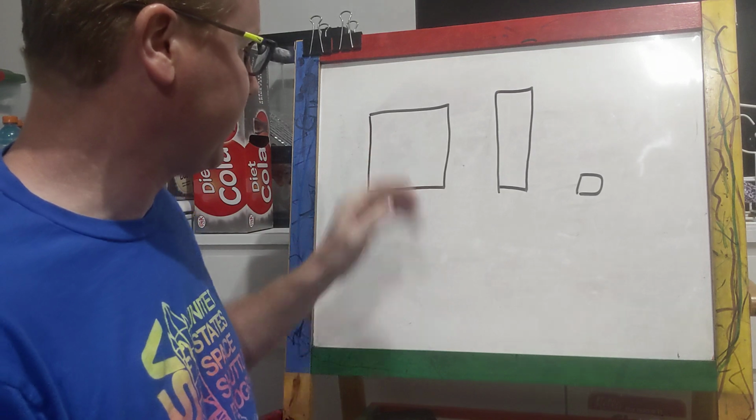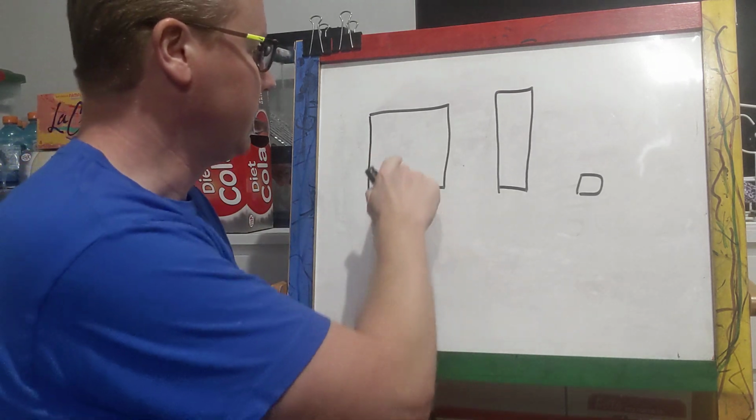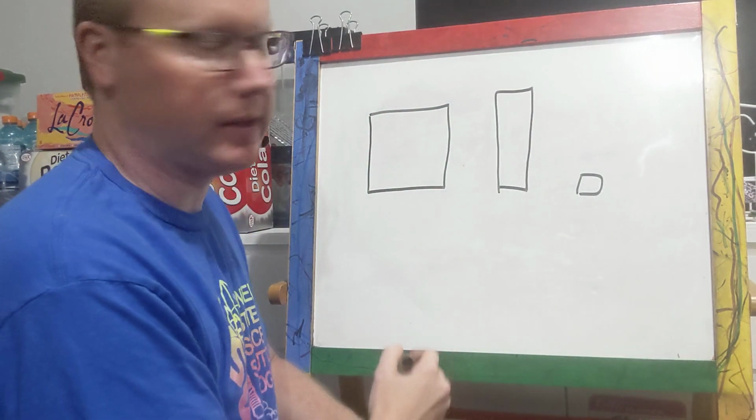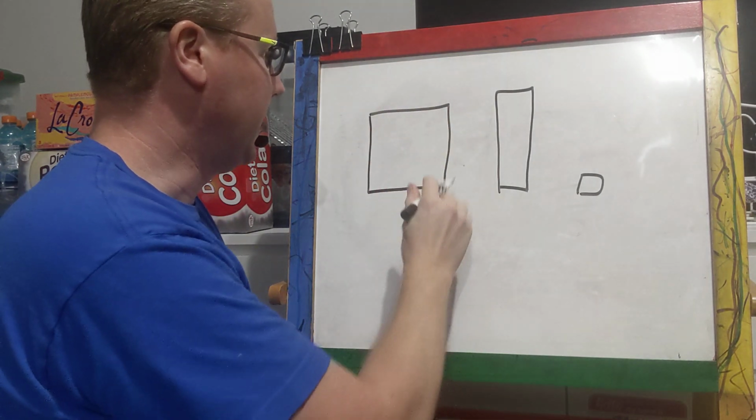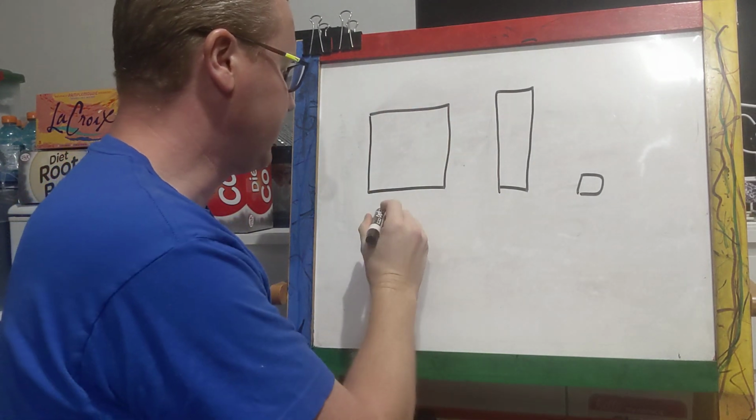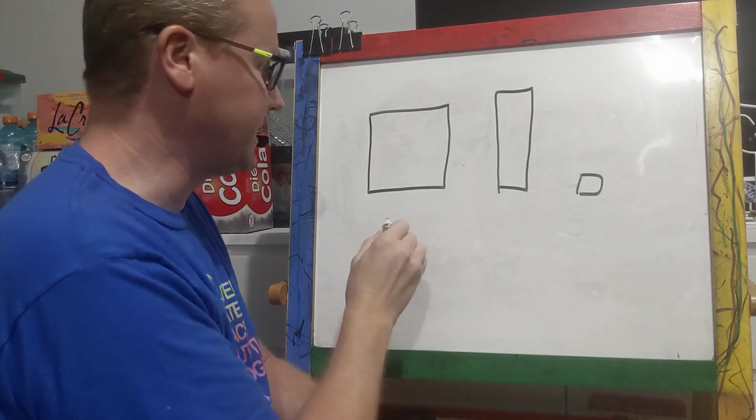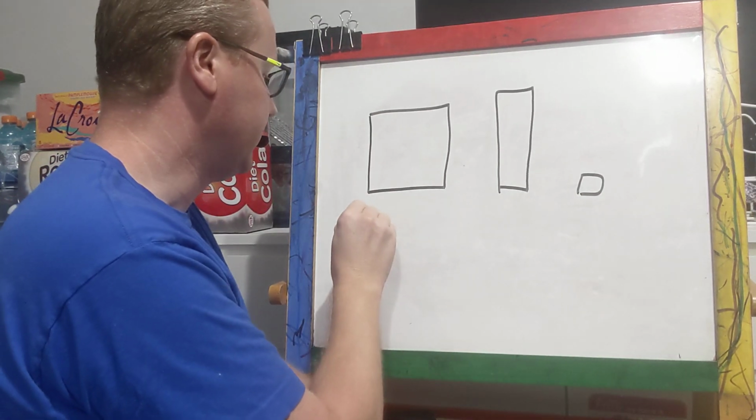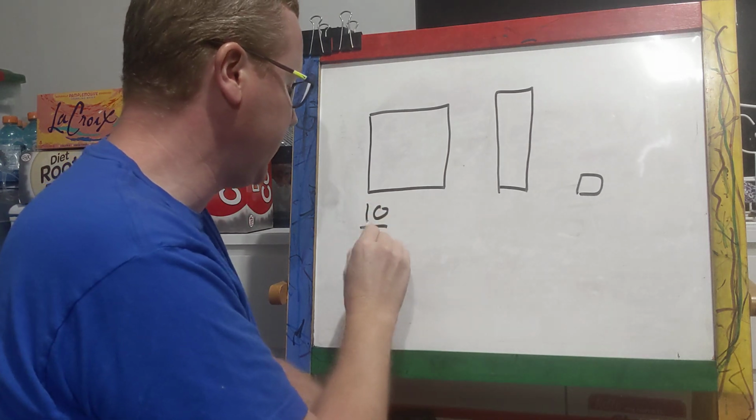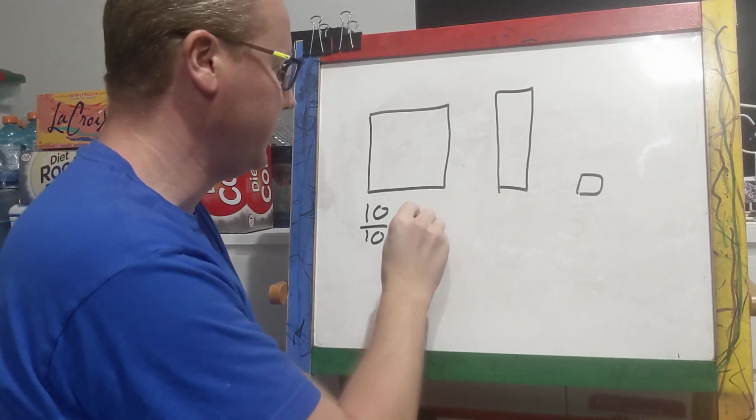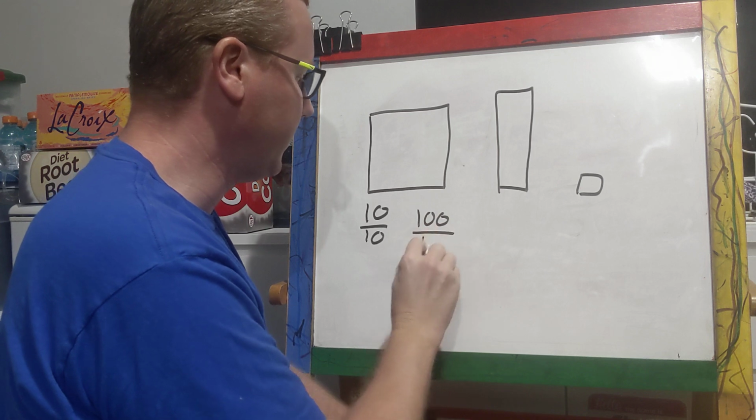So remember, when we're looking at this again, sorry for all that noise, we're looking at this as a whole unit now. Like this is all the pieces. So if it's all the way filled in, this would be worth 1. If we were to write that as a fraction, you can write it two different ways. You can write it as 10 over 10, because it's full of 10 strips, or 100 over 100.